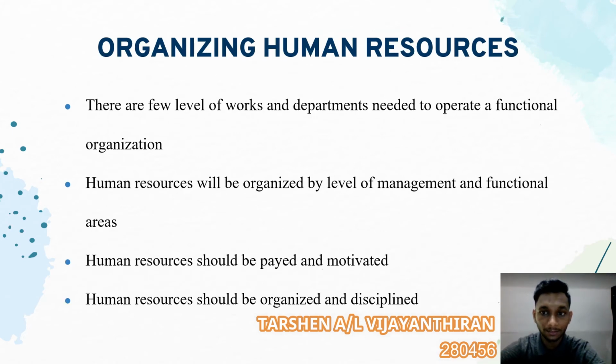Human resources are important to our company's strategy. So there are a few levels of work and departments needed to operate a functional organization. Human resources will be organized by level of management and functional areas. For example, there are levels of management and functional areas. Examples of the levels of management are top managers, middle managers, first line managers, and non-managerial employees. As for the functional areas, there are research and development department, finance department, production department, and so on.